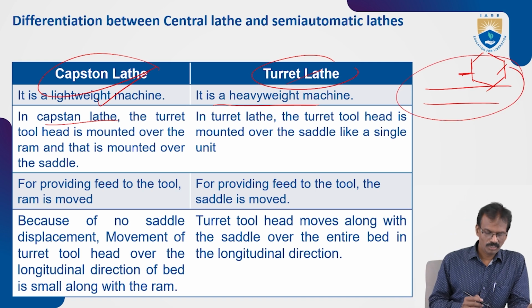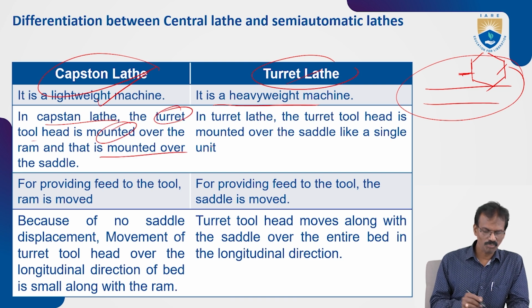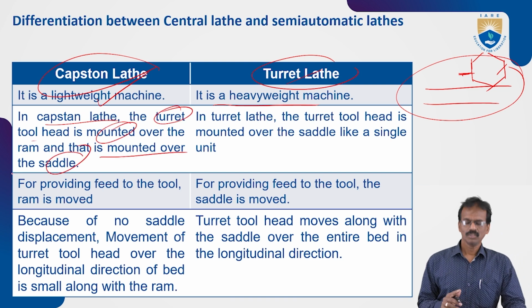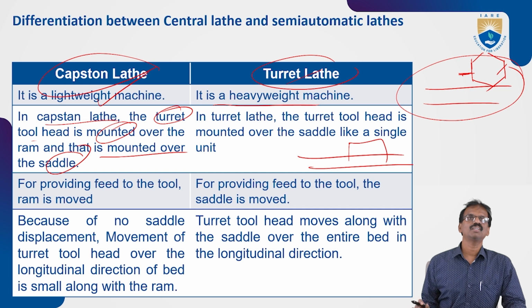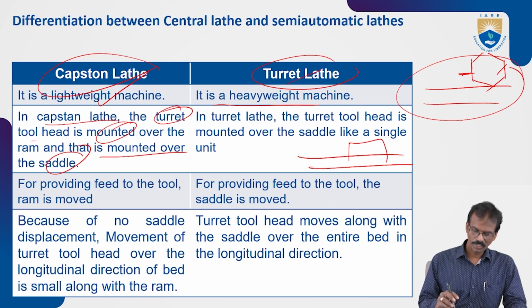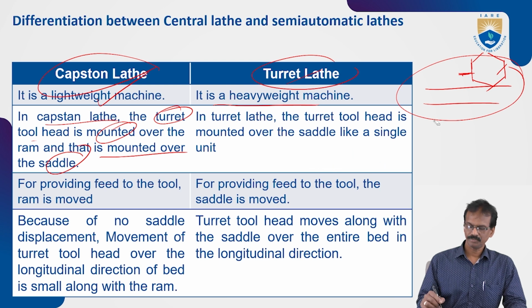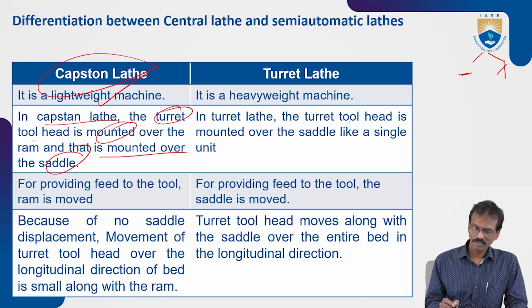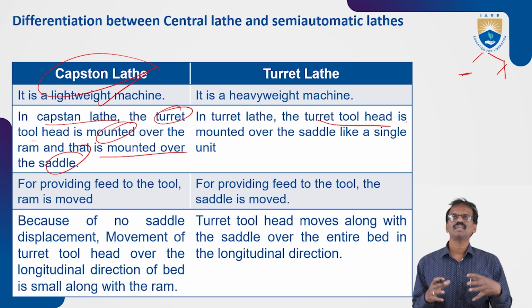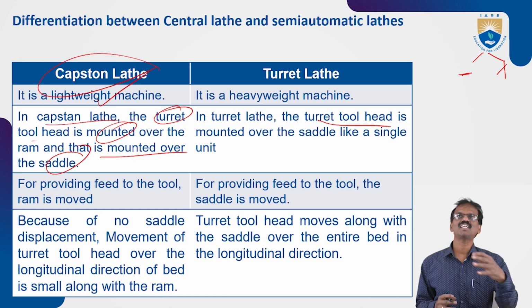So you can see in the capstan lathe, the turret head is mounted over the ram, which is mounted over the saddle. On the guideway, the saddle is there. On the saddle, the ram is fixed. So ram movement is very less. But in the turret lathe, the turret head is mounted over the saddle directly.